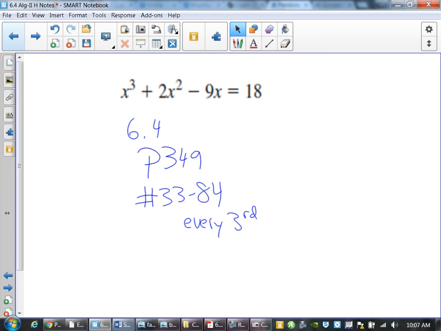Hey, real fast though, make sure you put down the cube one. Put that on your homework sheet so you have it in front of you, because that'll pop up every once in a while.